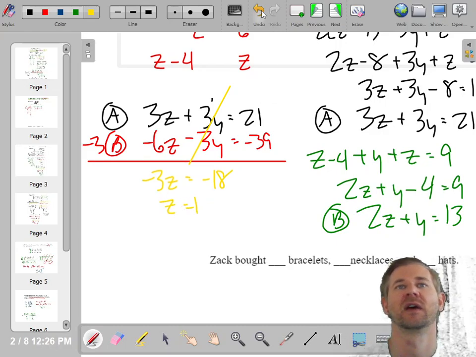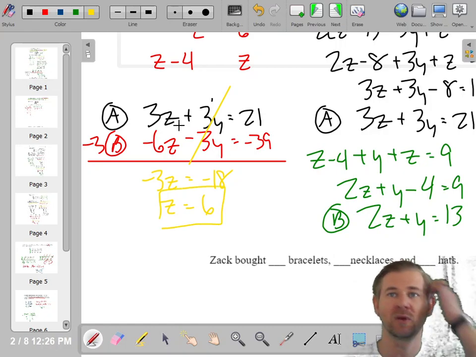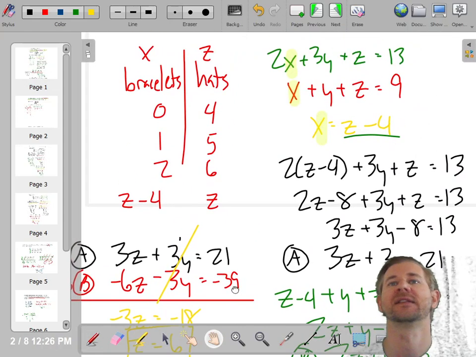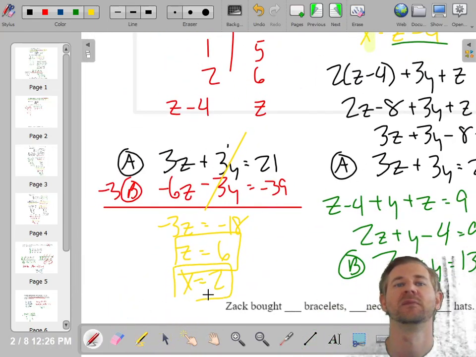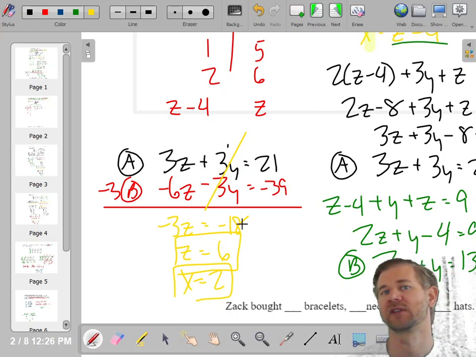Okay, these go away. 3 minus 6 is negative 3, and 21 minus 39 is negative 18, so z must be positive, negative 18 divided by negative 3 is positive 6. So we're in the game. We got z. Does that help us? Oh, yeah, we can get x is 2 then, because z minus 4, 6 minus 4 is 2.